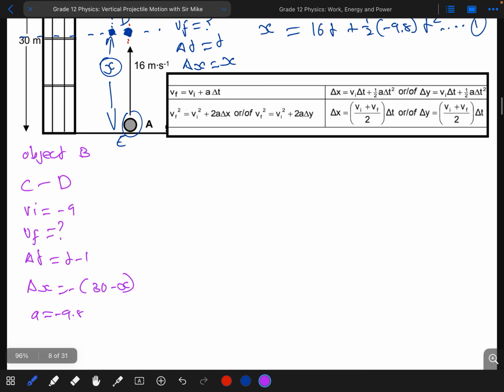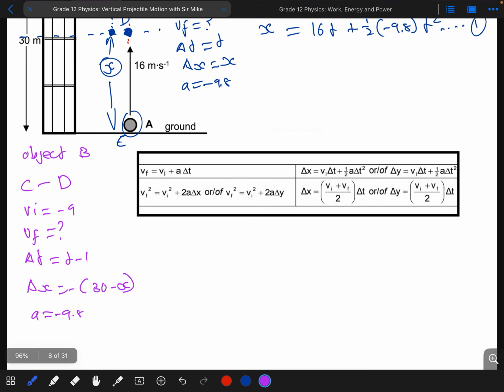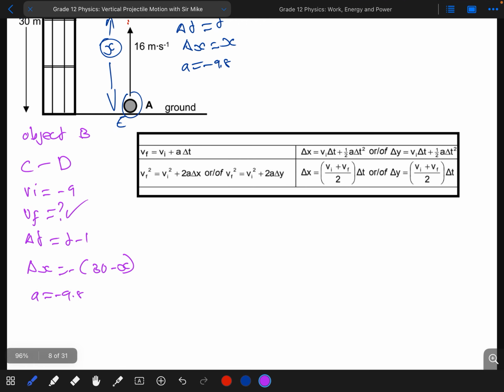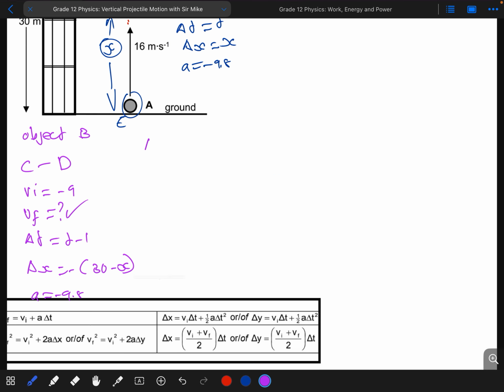Now any equation that I choose mustn't have the final velocity, because I don't know the final velocity of object B when it reached point D. So the only equation that is going to work is also the third one: delta x equals vi multiplied by delta t plus a half multiplied by a multiplied by delta t squared.